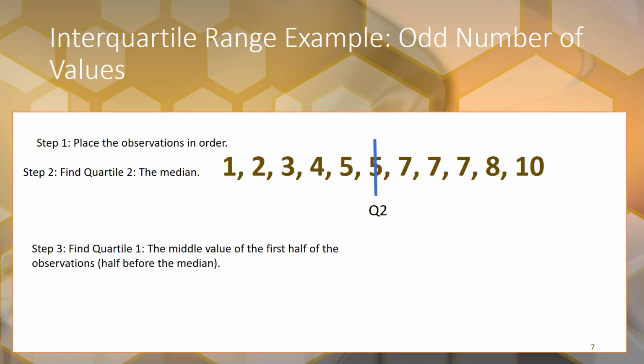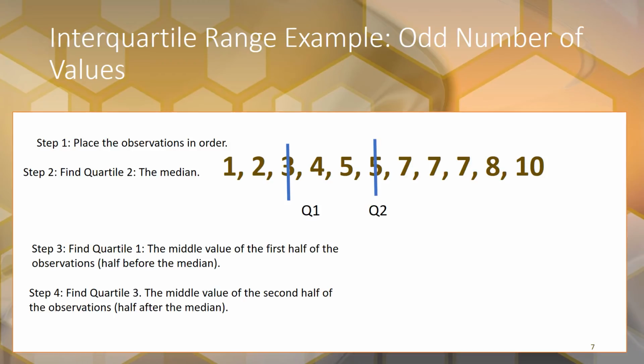Step 3 is to find quartile 1, the middle value of the first half of the observations. So that would be 3. So we have 2 on each side of the first half of the observations. Then we're going to find quartile 3, which is the middle value of the second half of the observations. And that's 7, because we have 2 on each side in the second half, and that's quartile 3. And then we're going to subtract quartile 1 from quartile 3, and that's 7 minus 3, which equals 4.